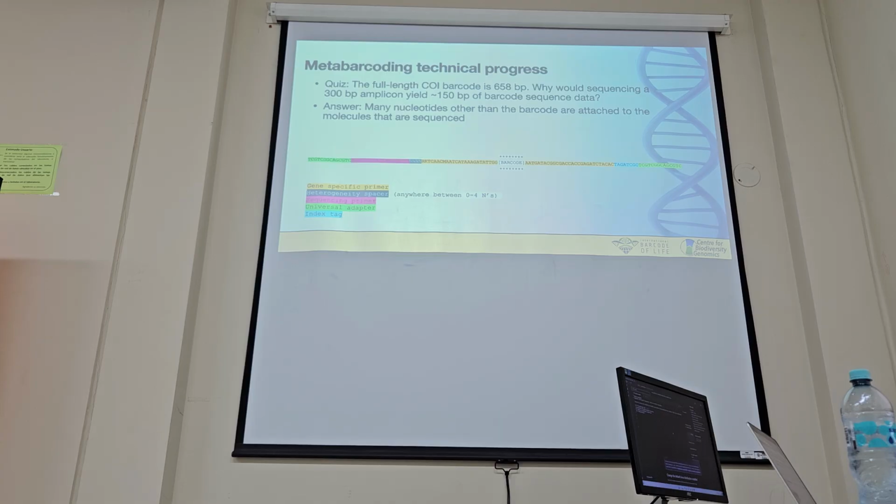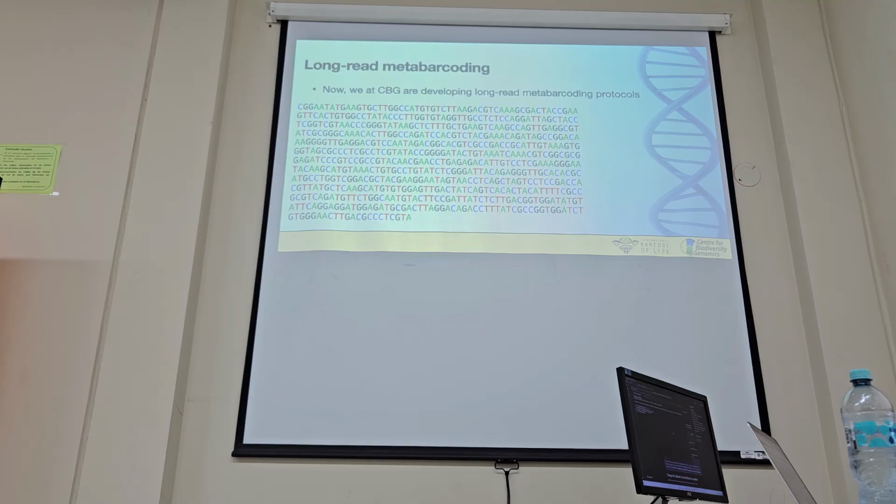It's not great, but even with the 300 base pair or longer amplicon, you still only get a short amount of barcode DNA. And so at the Centre for Biodiversity Genomics innovation team, and this is something that Robin has really worked on a lot, we're developing protocols to do long read metabarcoding, and that's exclusively what our team does now in terms of the innovation team. We don't do Illumina barcoding, we only are using nanopore.